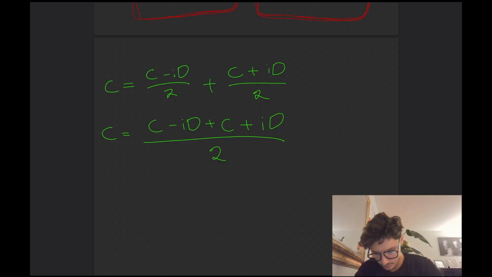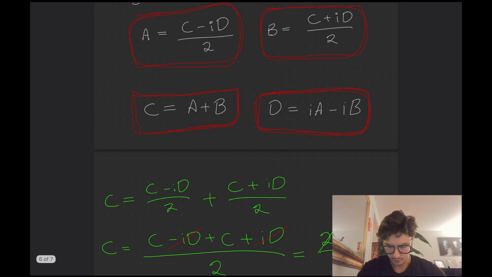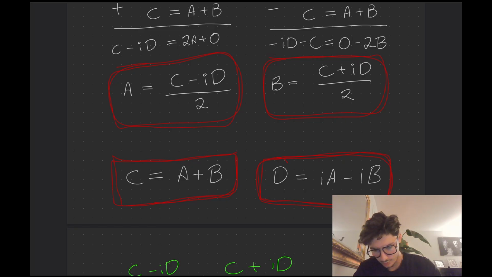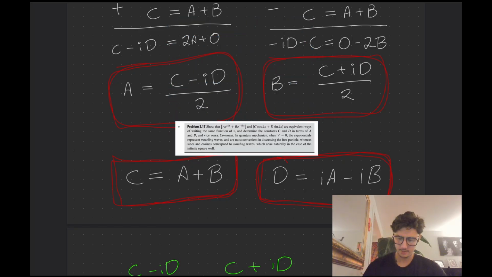Yeah, this is looking good to me. There's a minus ID plus ID. Then what we have here is C plus C, 2C over 2. The 2's cancel, and we get C is equal to C, which is good. Honestly, we're chilling, bro. This is the answer. Let me pull up the problem too. And yeah, this is how you do some math, guys.